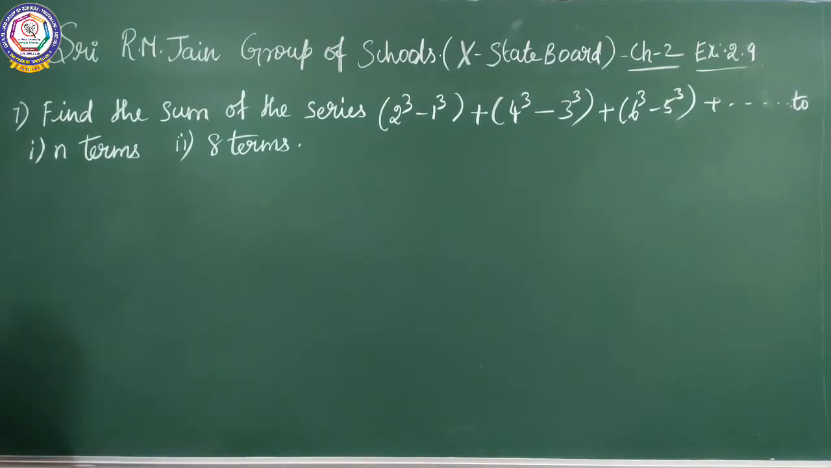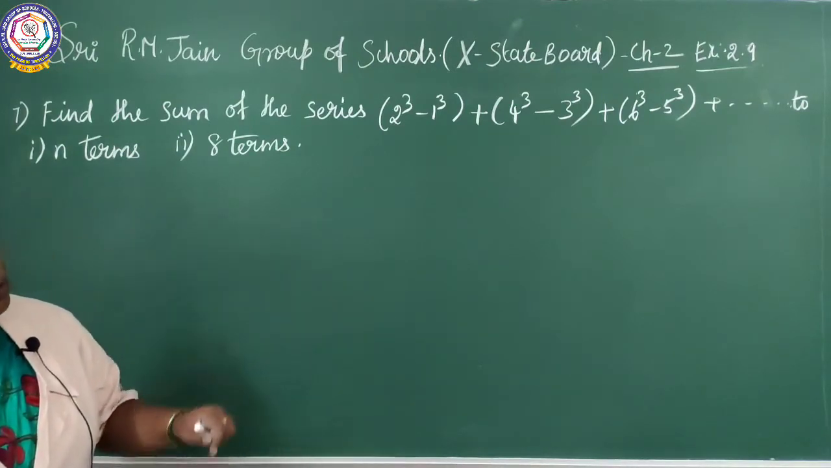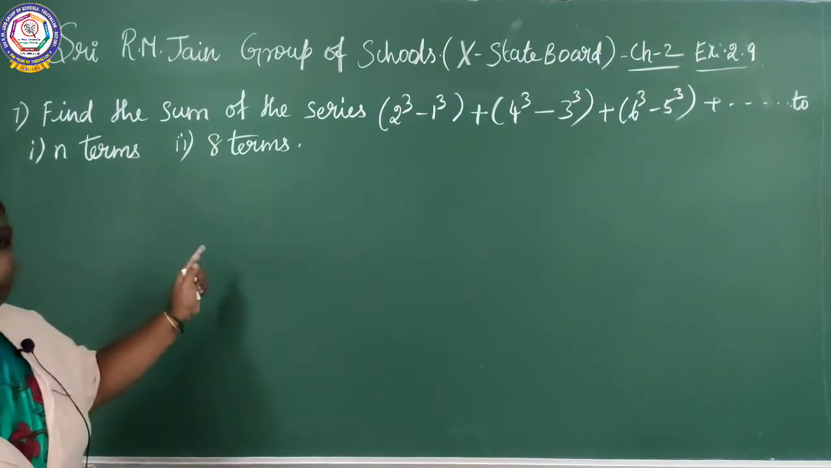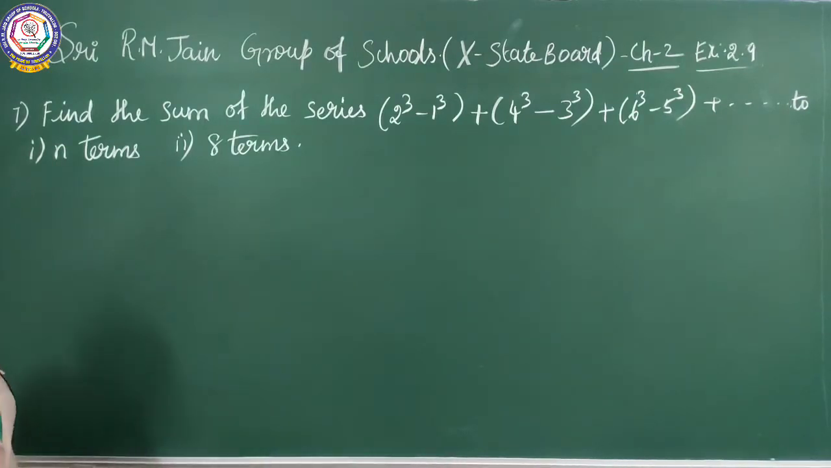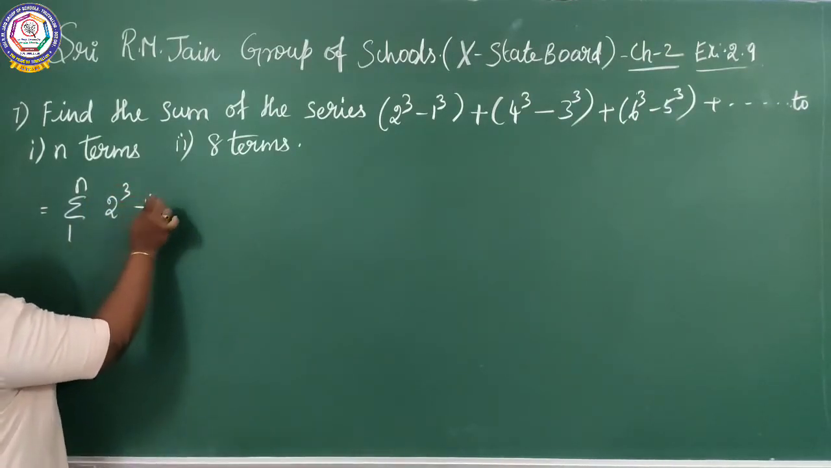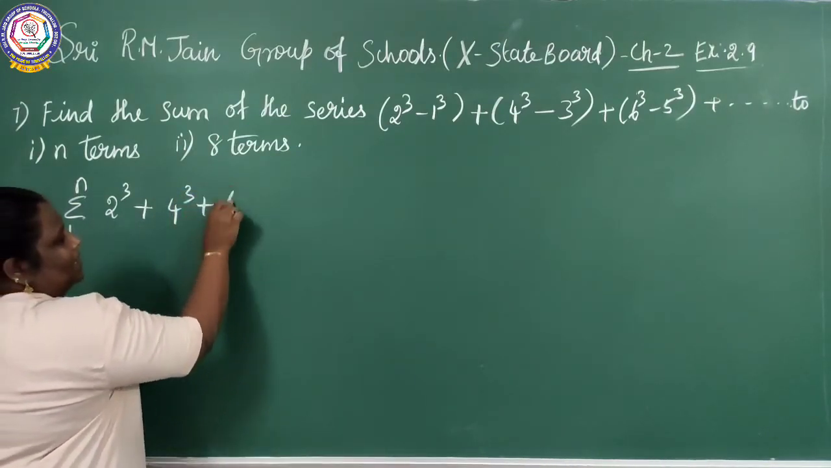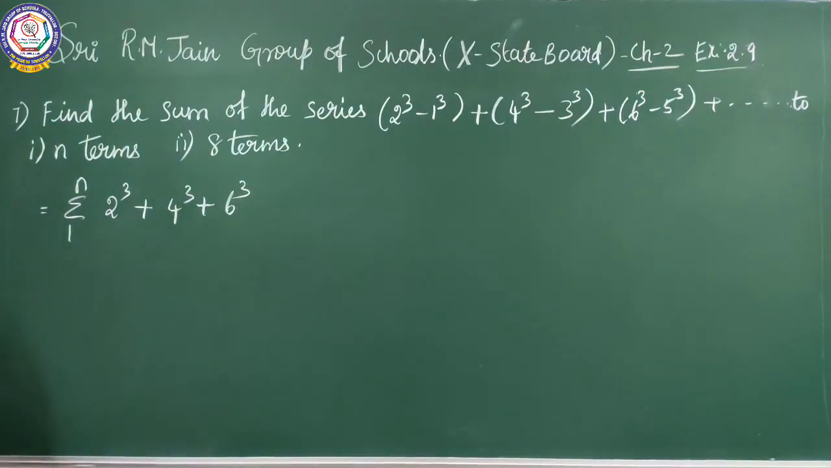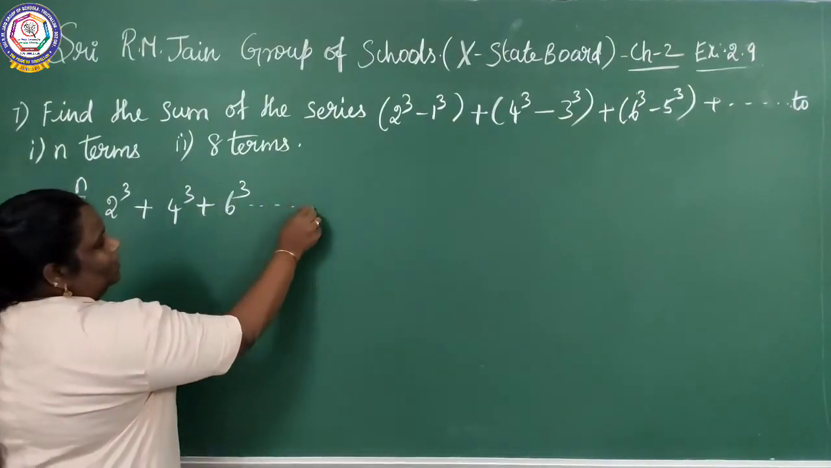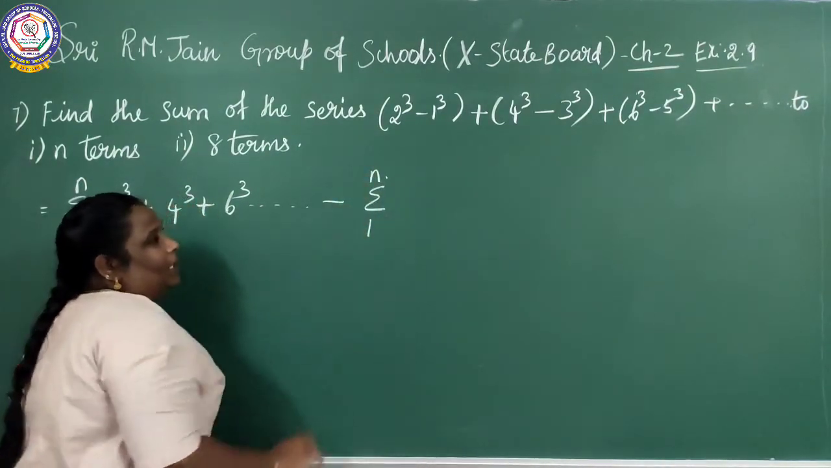See the seventh sum. Find the sum of the series 2 cube minus 1 cube plus 4 cube minus 3 cube plus 6 cube minus 5 cube plus etc. to n terms. Second subdivision is 8 terms. So you will write sigma 1 to n, the sum of the series, equal to sigma 1 to n of 2 cube plus 4 cube plus 6 cube, etc., minus sigma 1 to n.